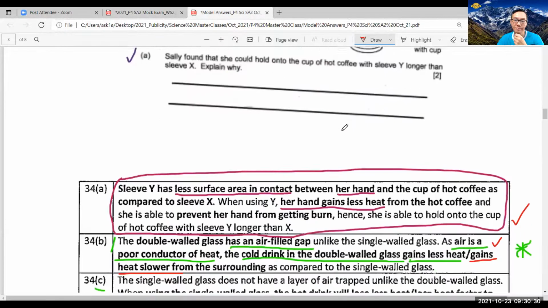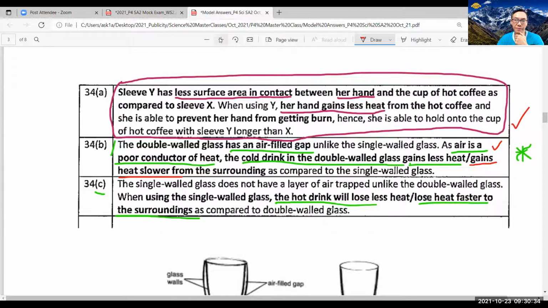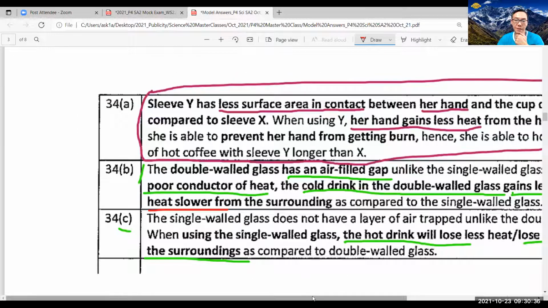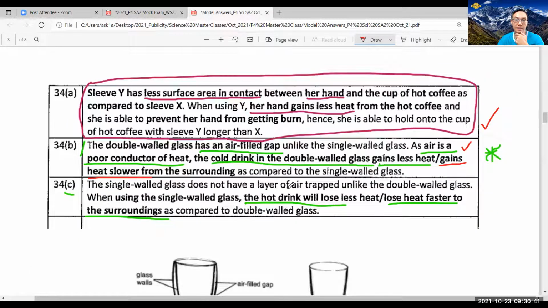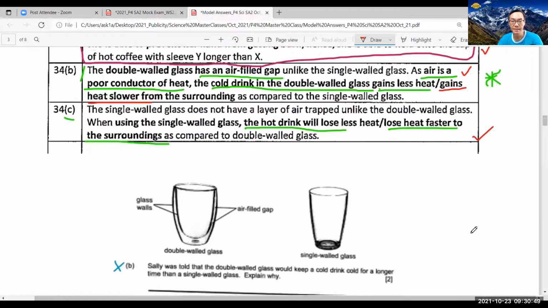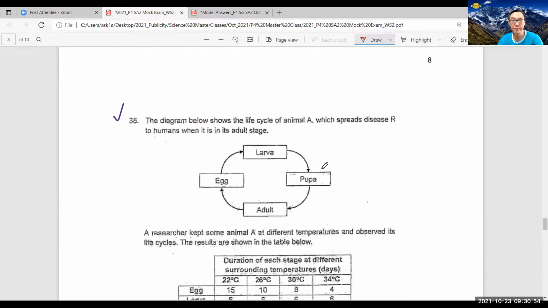Of course, as young people, they like to drink the beverage fast, right? So by using a single glass or single wall glass, the drinks can be cooled faster. So the hot drink will lose heat faster to the surrounding. Okay, let's move on to the next question.